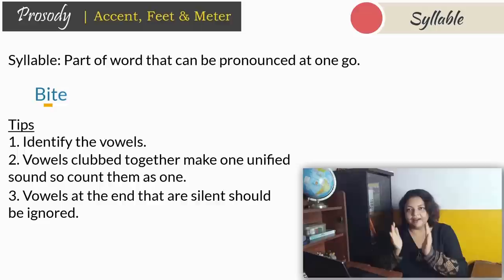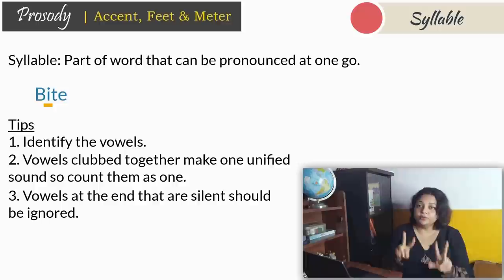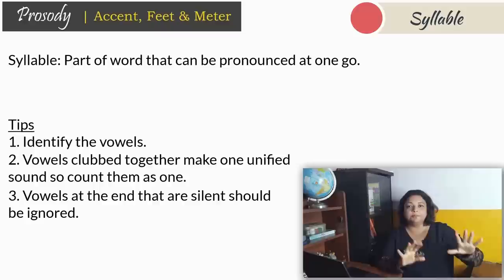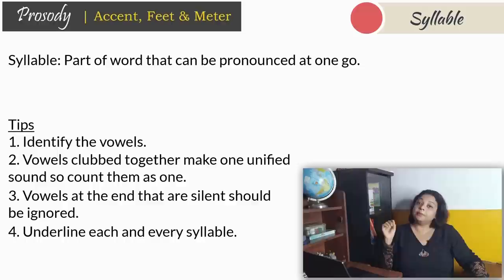Therefore, the word bite, although it has two vowels, has only one syllable. With more practice, you will be able to quickly underline all the syllables. The first thing when you are asked to scan any poetic piece is to underline each and every syllable with a pencil. This is an absolute must.